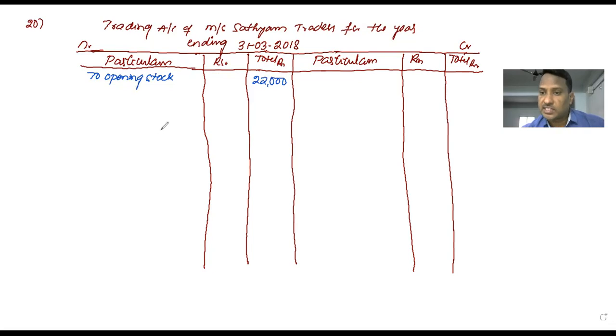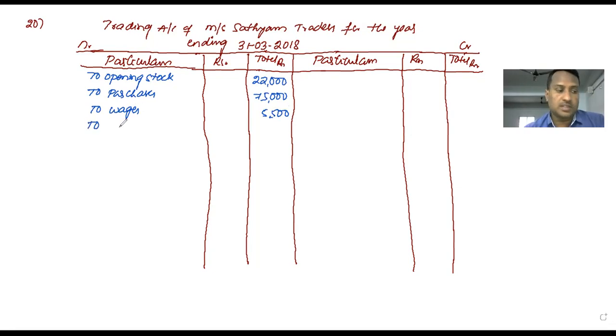After that, purchases. It is the sequence: after the opening stock, the purchases of the whole year. The whole year purchases are 75,000. Next, direct expenses. What are the direct expenses in this question? The first one is wages. To wages, there is no adjustment for wages. Write it down directly, 5,500.